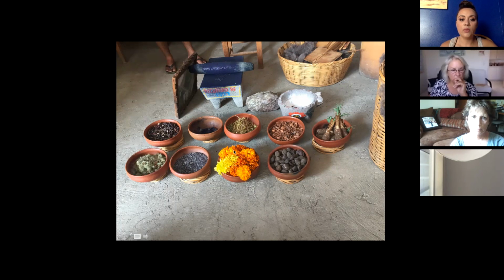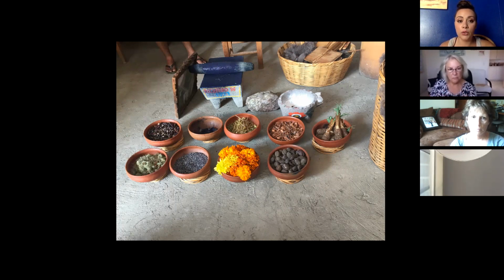And then this one right here is pericone, which is a wild marigold. And back here we have, I think those are, I don't know what those are, cocoa? Anyway, there's a few I don't know, but these are herbs and seeds that have been used for centuries to make different colors.